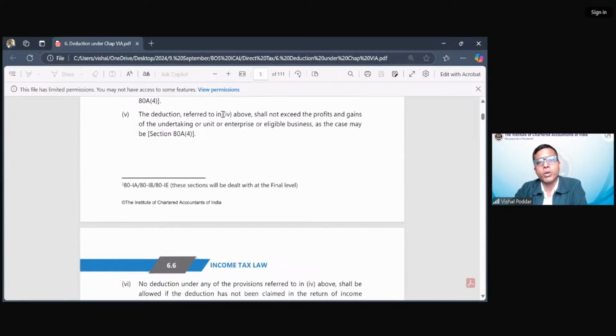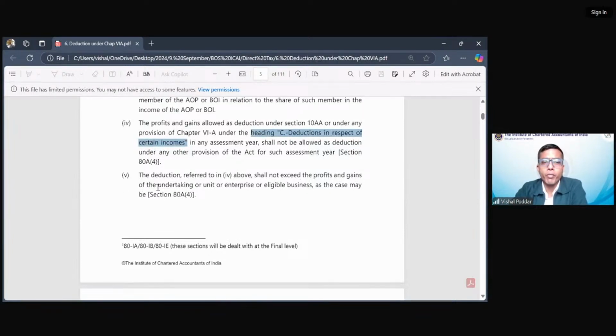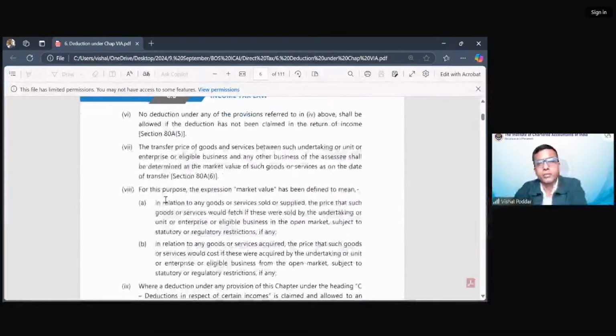Again, further, they are saying the deduction referred to in clause 4, that is this deduction, shall not exceed the profits and gains of the undertaking or unit or enterprise or eligible business as the case may be. In simple words, you have first computed income of SEZ, you have first computed income of that particular backward state business, and that income is part of your PGBP. Now, when you are allowed deduction under chapter 6A under any of these categories, you can deduct only that much amount which you have firstly included in income in PGBP. In other words, what is included in PGBP for any of these businesses can only maximum be allowed as deduction below, or in other words, your deduction from these specific businesses cannot exceed the income. In other words, what you have included in income, only up to that much amount you can claim deduction.